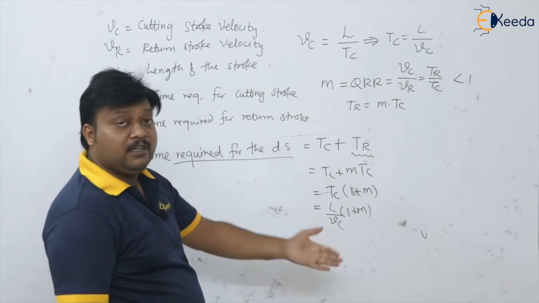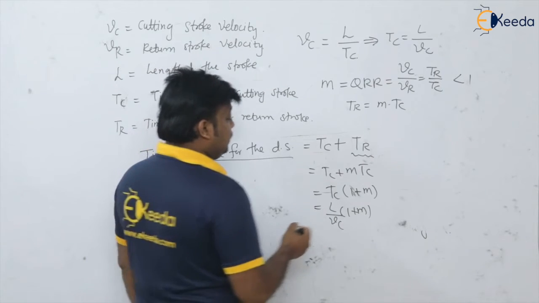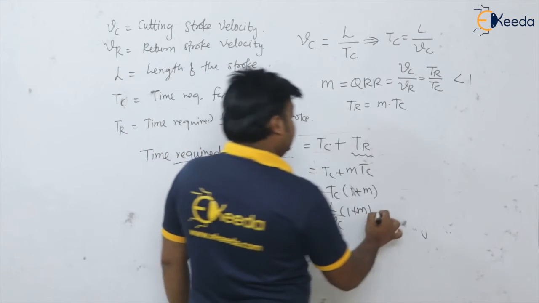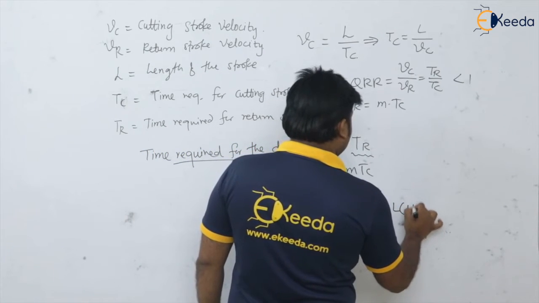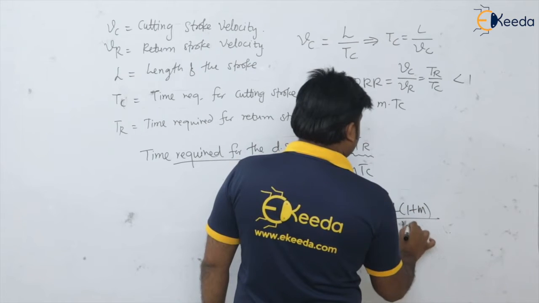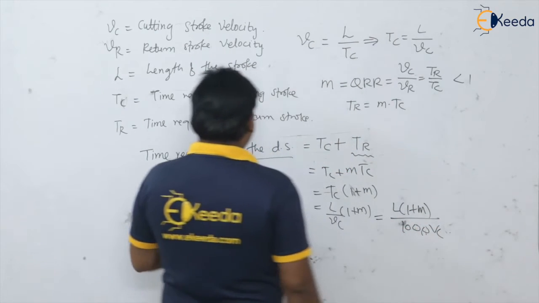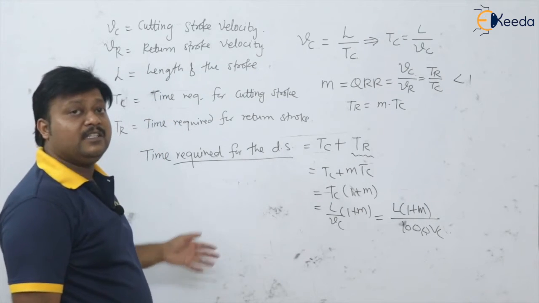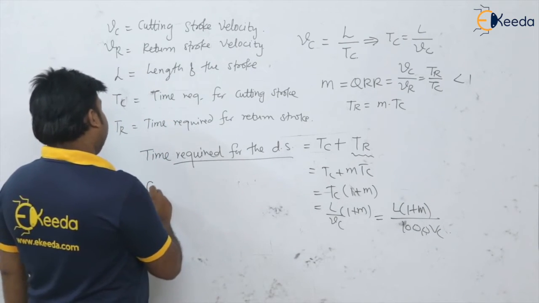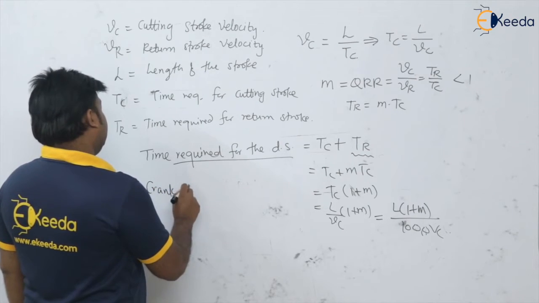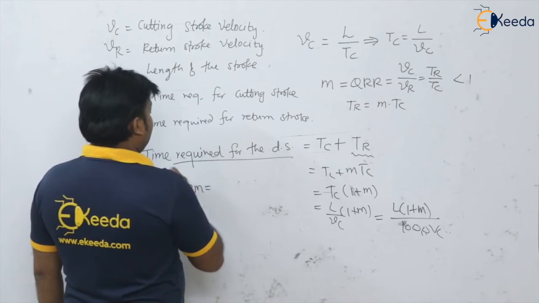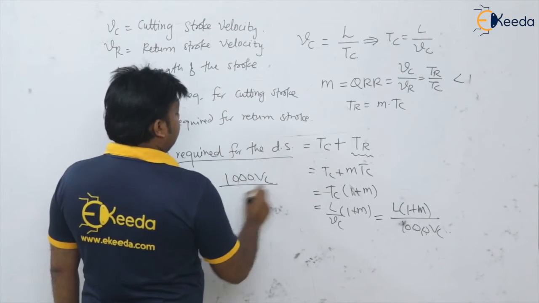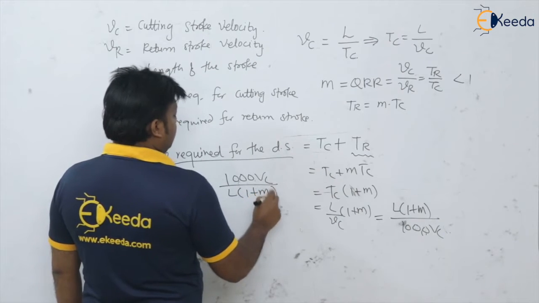And of course the velocity will be in what? Meter per minute. So convert it into millimeter per minute. If the L is in millimeter, then it will be L into bracket 1 plus m divided by 1000 VC. Now if this is the time required for double stroke, can we determine the revolution of the crank or the crank RPM? How to find out crank RPM? Crank revolution per minute will be 1 upon time required for the double stroke, that is 1000 VC divided by L into bracket 1 plus m.